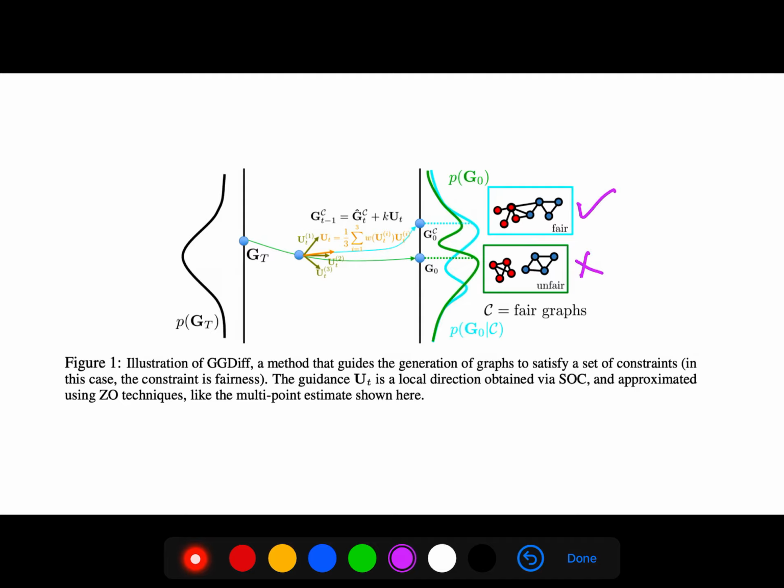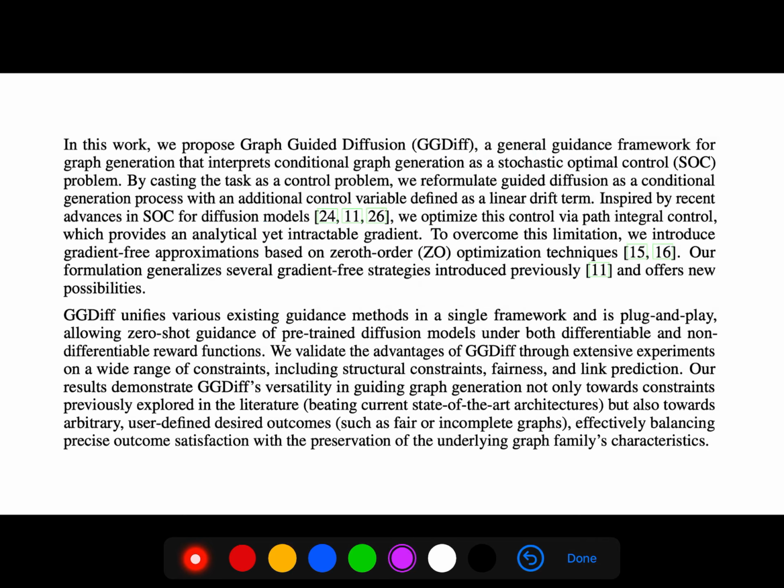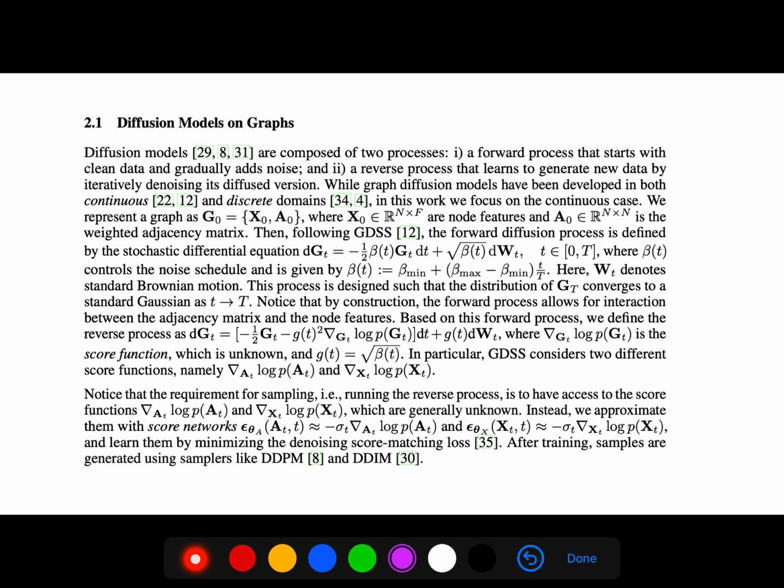So the guidance, this U of t here in this picture, is a local direction obtained via SOC and approximated using ZO techniques like the multi-point estimate. So it unifies various existing guidance methods. We skip this background that you need.